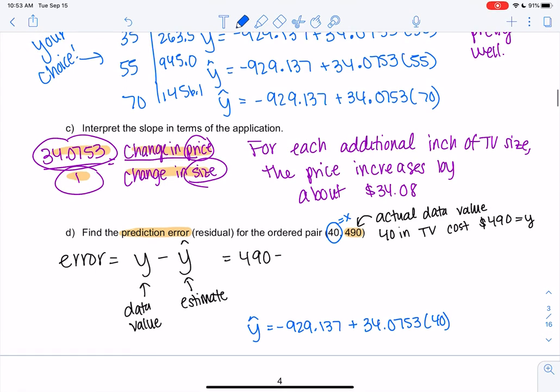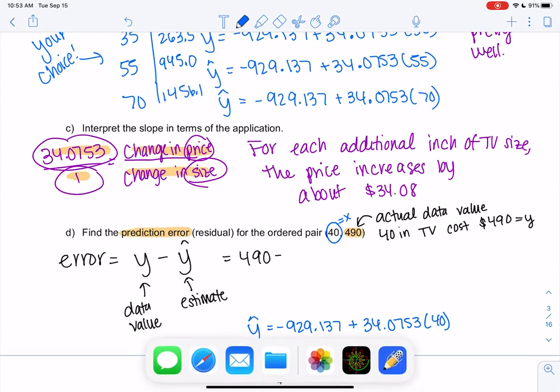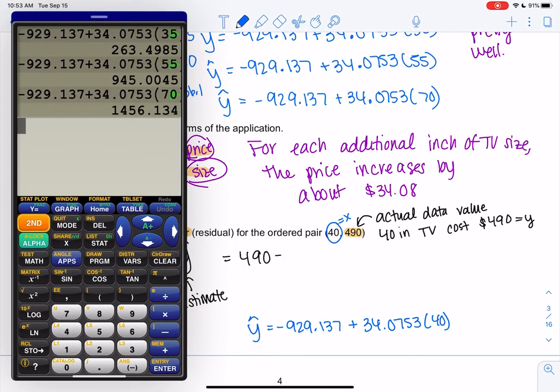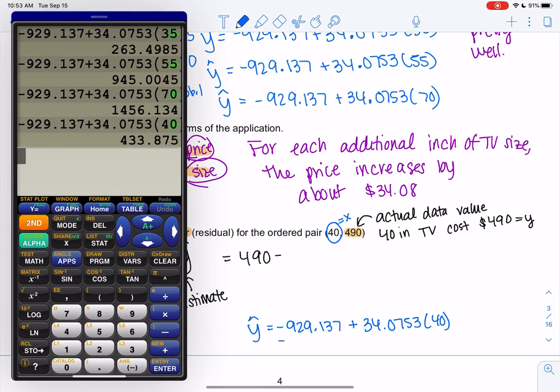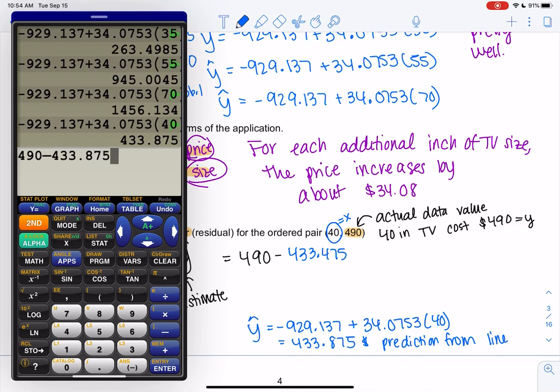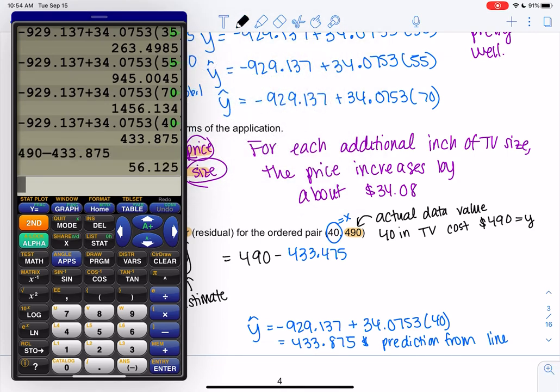So we're basically comparing what the line predicts versus the actual data value. And then you probably still have this on your calculator. Just change the 70 to a 40. And we get 433.875. That's what the line predicts, but the actual cost is 490. And so there is error. And the error would just be the difference. So we'll do 490 minus 433.875, and we're off by about $56.